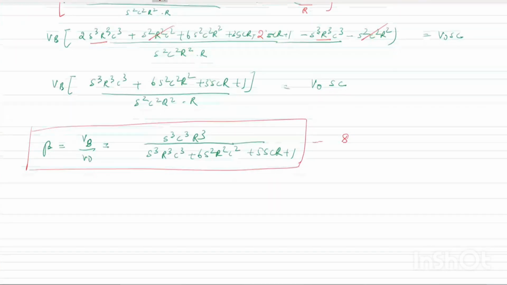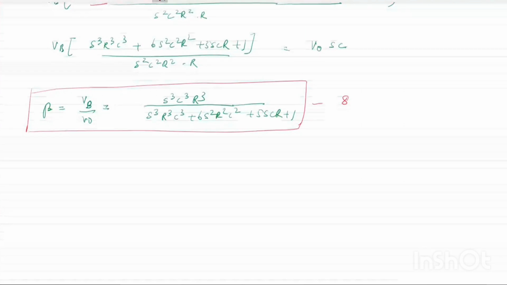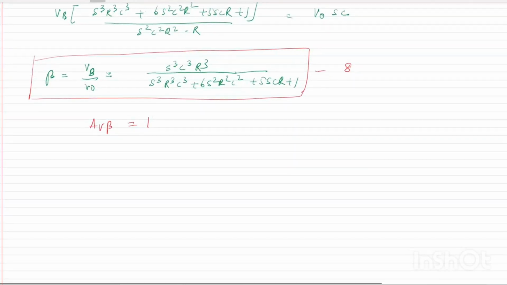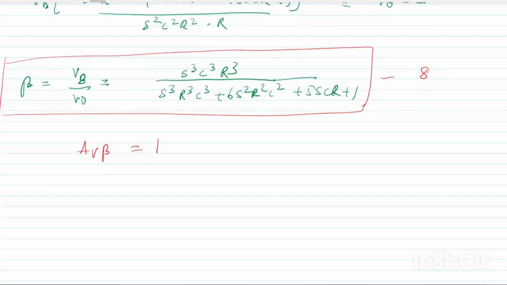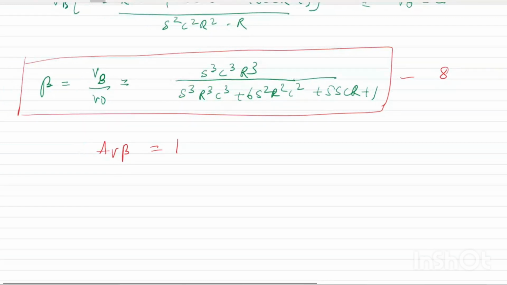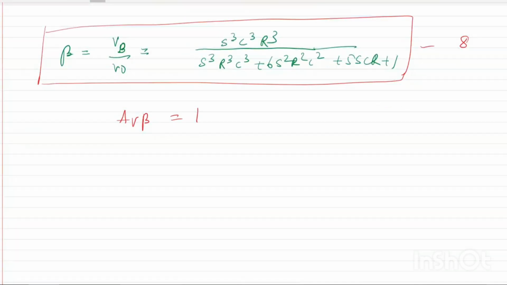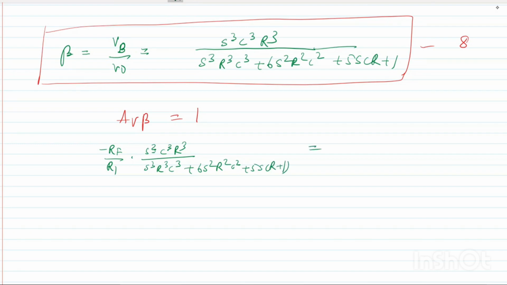Can we write the condition? What is the condition? I have to put the condition as A V beta equals to 1. Am I audible? No doubts. Yes, ma'am. Yeah, AV is minus RF upon R1. We have already seen. And beta is this. So I'm writing down that S cube C cube R cube upon S cube R cube C cube plus 6 S square R square C square plus 5 SCR plus 1 equals to 1. Now यहाँ से हमको frequency निकालनी है, right?